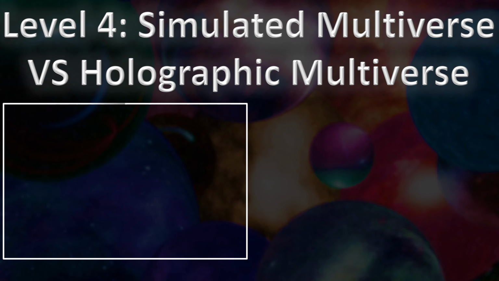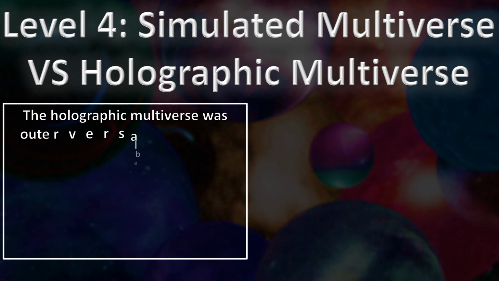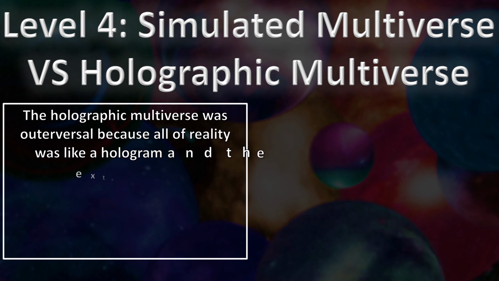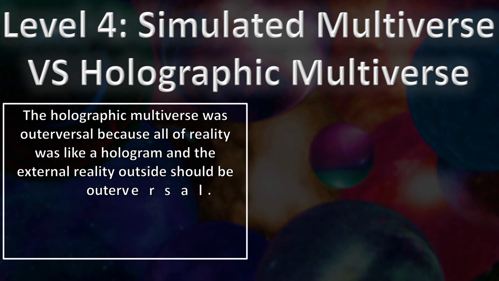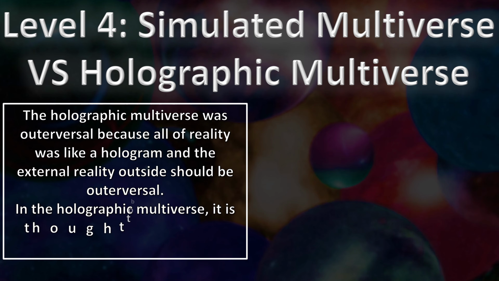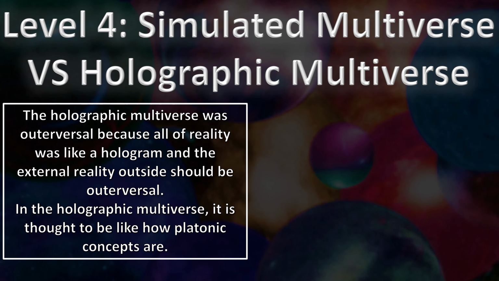Previously, we said that the holographic multiverse was outerversal in terms of power scaling. This was because it views all of reality as a hologram, while its external reality, being beyond all that in a way that cannot be reached, would then be outerversal via power scaling. What I did not say is what would be outside the hologram. If we used an analogy like what Plato has, we would say that the hologram would be all reality, and what's outside would be its Platonic concepts.